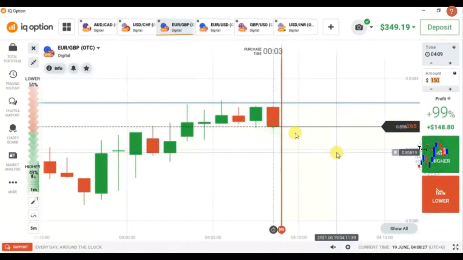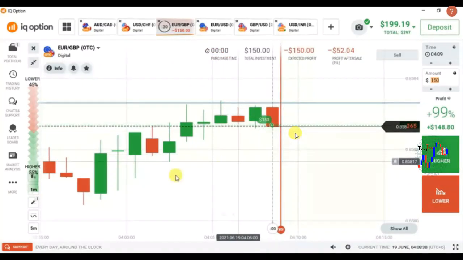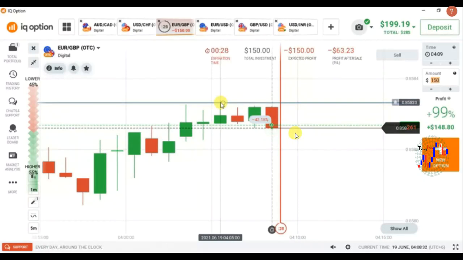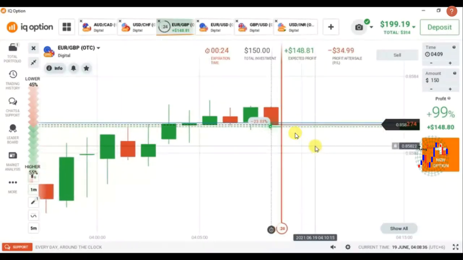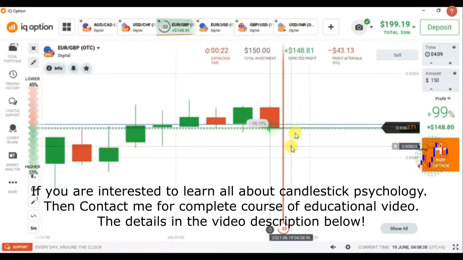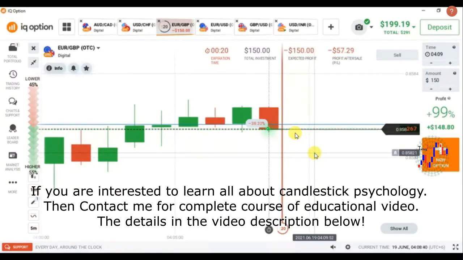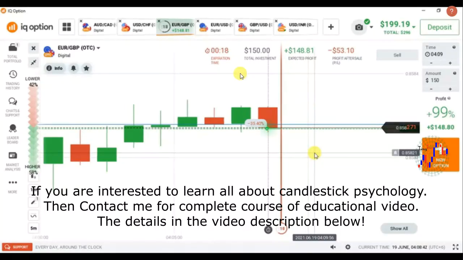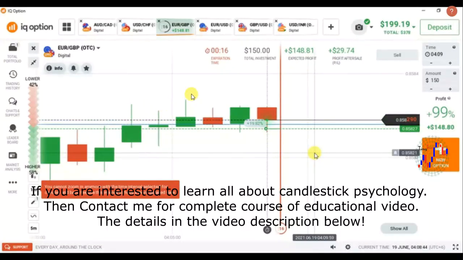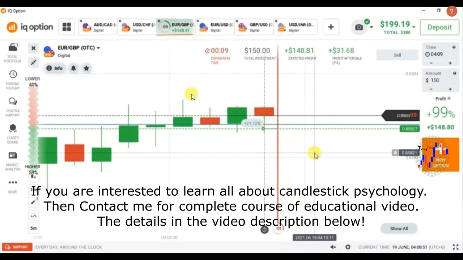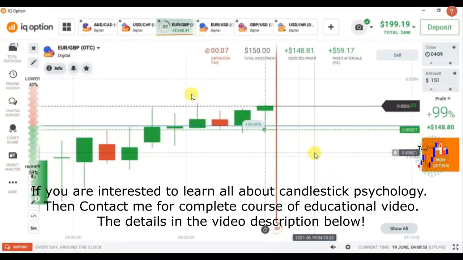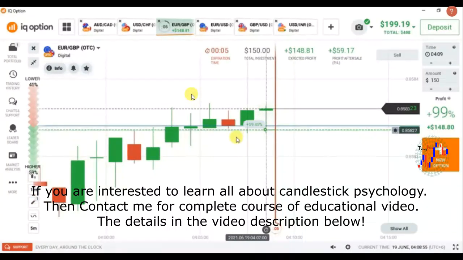Okay, I'm going with buyers because even if the candle closes red, the candle should not close below this level. But I'm expecting this candle will be rejected by the buyers, as all these rejections didn't work. So let's see. Still we have 10 seconds. Okay, finally buyers win.